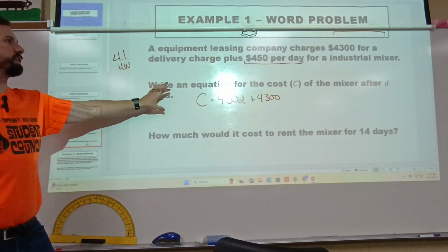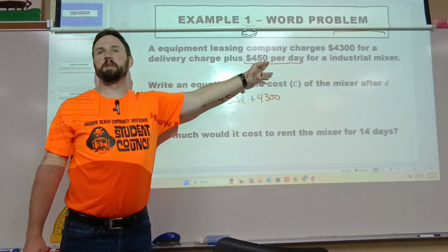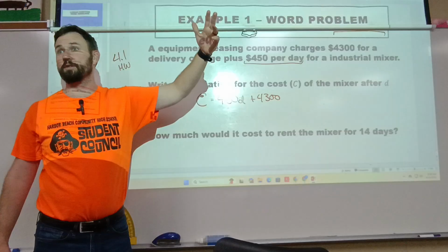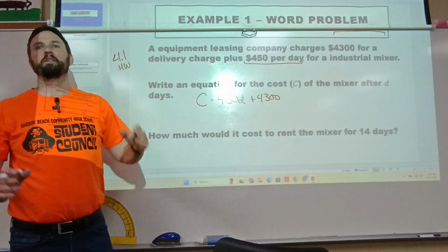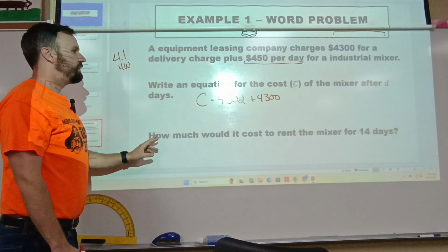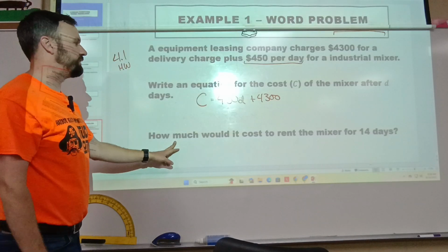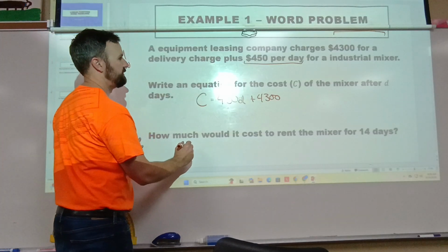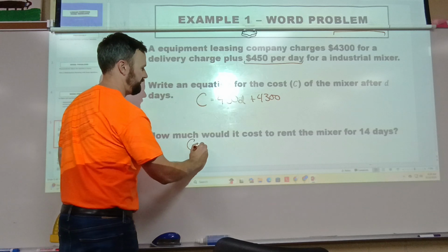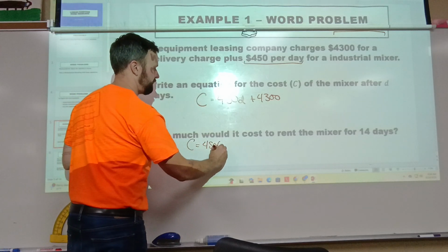The secret, like I said, for looking for slope is you're looking for something per. Miles per hour is a rate, right? You're looking for per, and that'll give it to you. Now, how would I find the total cost after 14 days? Plug it in. 450 times 14.